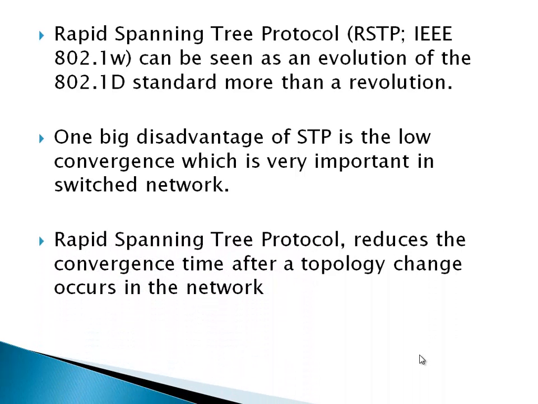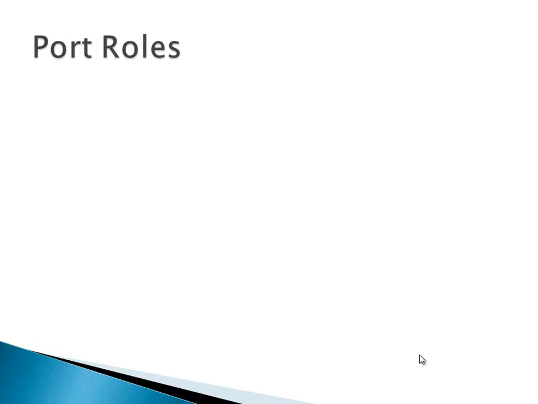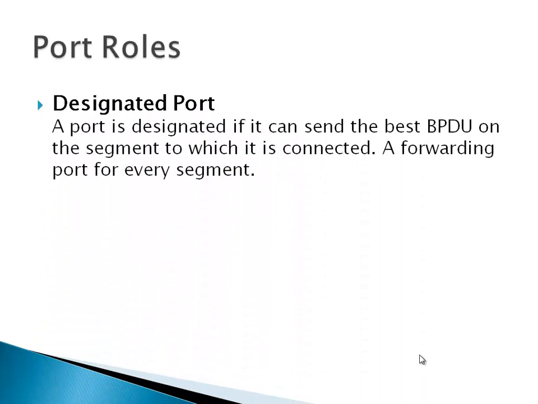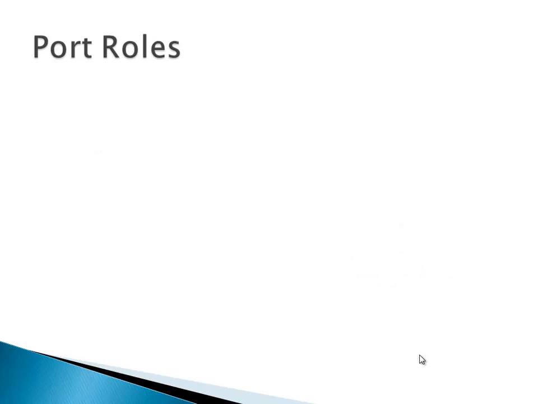Rapid Spanning Tree protocol reduces the convergence time after a topology change occurs in the network. There are a few different roles, but these are the main port roles in Rapid Spanning Tree. We have a designated port. A port is designated if it can send the best BPDUs on the segment to which it is connected, a forwarding port for every segment. Now, that's a root bridge, and of course every port on the root bridge is a designated port because it's the fastest link to its own root bridge, so all the designated ports are in forwarding mode.